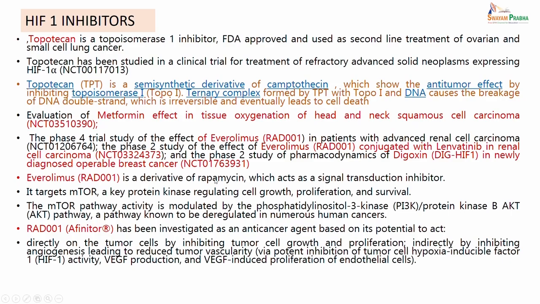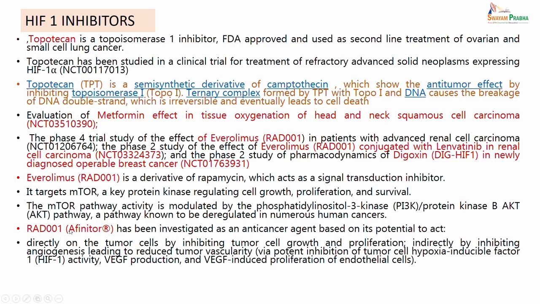Everolimus is a derivative of rapamycin, which acts as a signal transduction inhibitor. Now, as I mentioned, this is an mTOR inhibitor. That is why, like metformin, everolimus also seems to work because it's an mTOR inhibitor. It targets mTOR, which is a key protein in regulating cell growth, proliferation, and survival. The mTOR activity is modulated by the phosphatidylinositol 3 kinase, the PI3 kinase, and the AKT pathway, a pathway which is known to be deregulated in most human cancers. So, this PI3 kinase, protein kinase B and AKT is a very important pathway, and therefore, this is modulated by the mTOR.